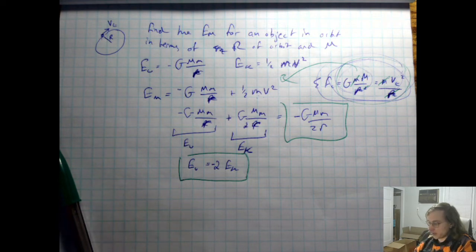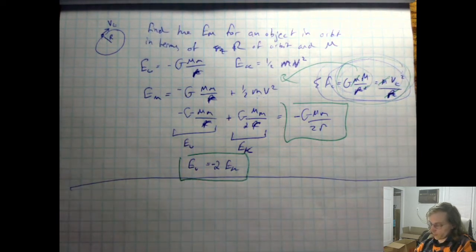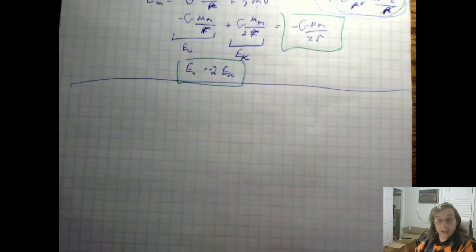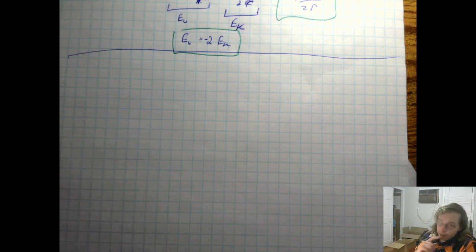Great. Now that we've talked about mechanical energy, we need to talk about orbital period, and then we can do the example problems. Orbital period. So let's say we're trying to figure out how long it takes for our object to actually go in a circle.